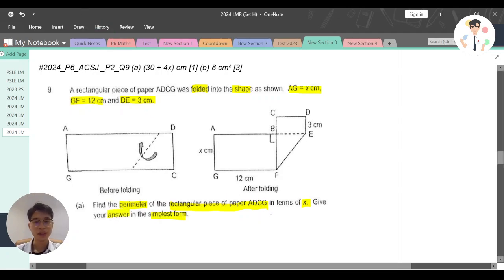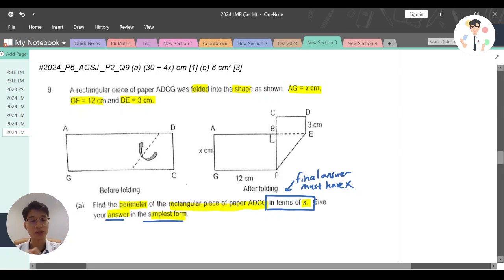Now, when you see the words in terms of x, basically it's reminding you that your final answer must have this x. Again, I repeat, the final answer must have x inside. Whether it's x plus 1, x plus 2, something like this, but it must have an x. And the question is very kind. It reminds you to please give it in the simplest form, which means that you must simplify it. Okay, now let's look at this question.